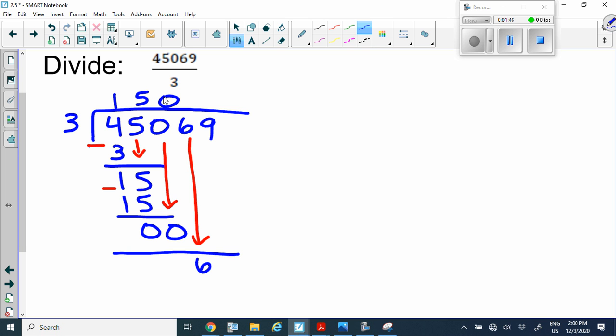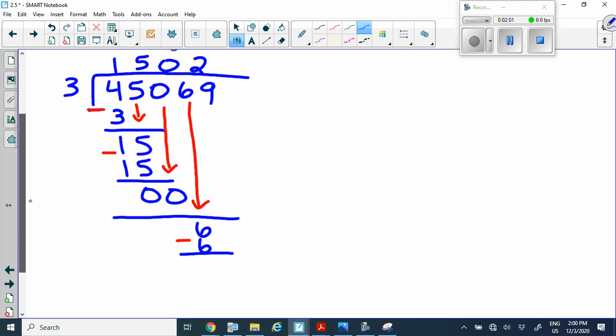Now we can think of, okay, how many times does 3 go into 6? Well, it goes into it twice, right? So now I have 2 on top of the 6. Okay, so I basically do my subtraction here. And of course, that gives me 0 again. But now we still have to see what we bring down. And we do get 9.